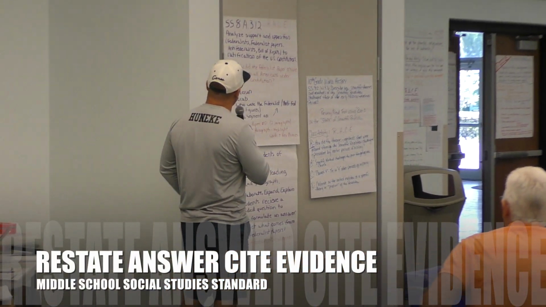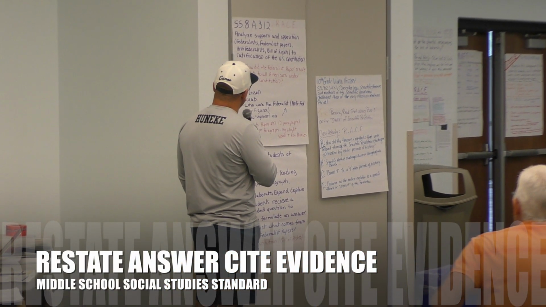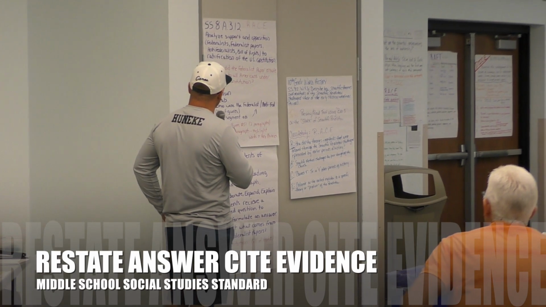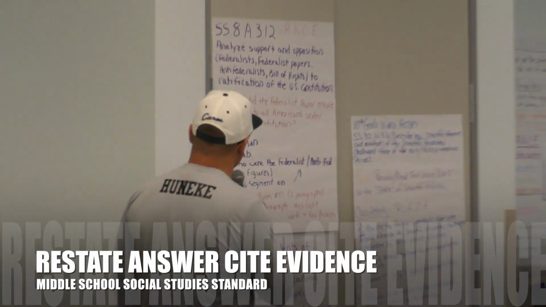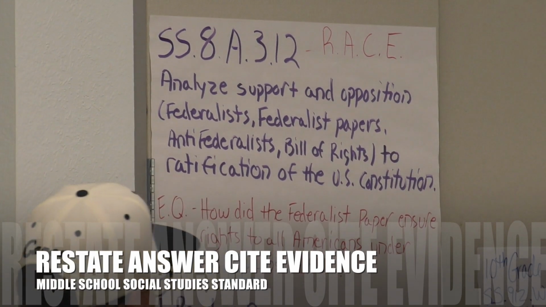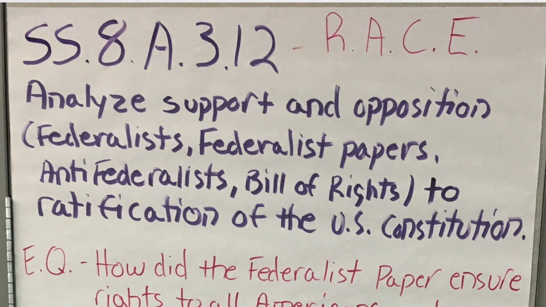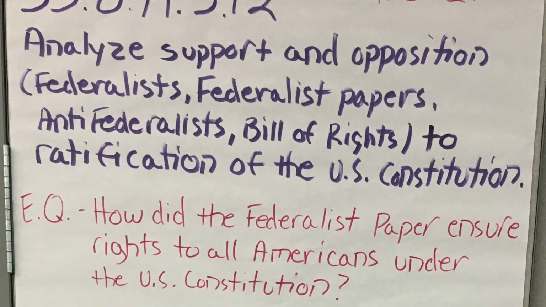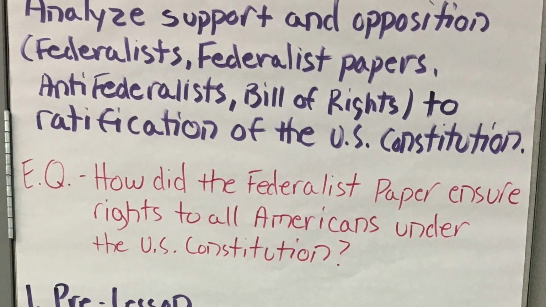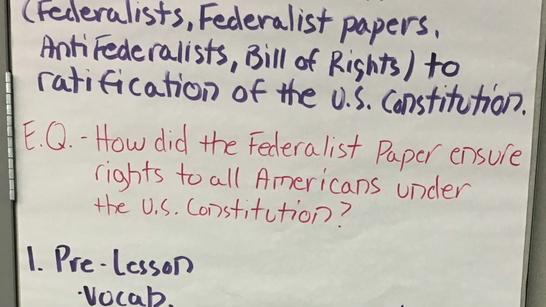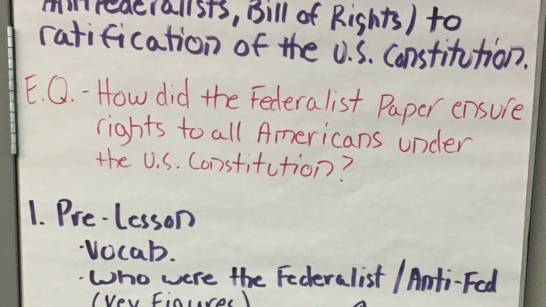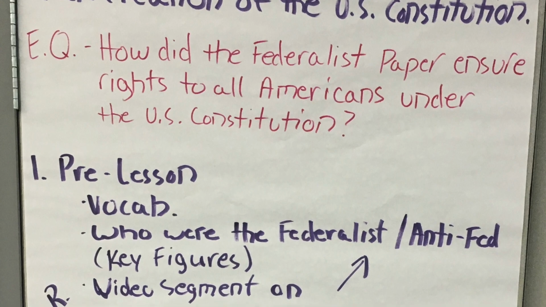The standard was analyzing support and opposition: the Federalist Papers, the Anti-Federalists, the Bill of Rights, and the ratification of the U.S. Constitution. So for RACE, we restate the question. We took our essential question and used that as our bar: How did the Federalist Papers ensure rights to all Americans under the U.S. Constitution?